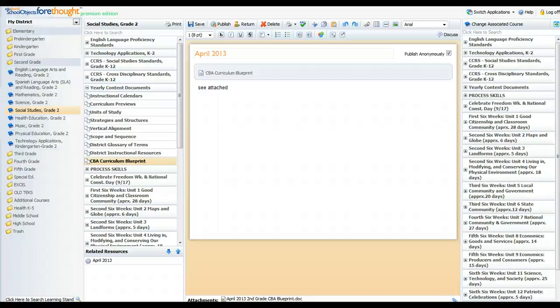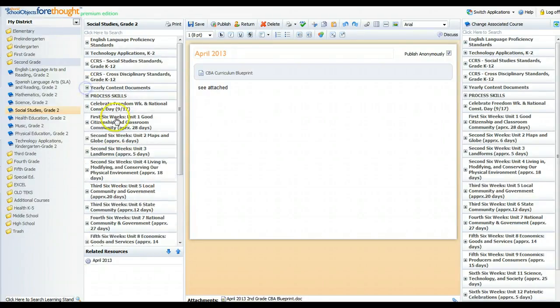Second grade, welcome back. We are talking today about the 5th 6 weeks. I want to get started by going over something with you real quickly. First thing I want to talk about is that you have a CBA coming up in April for second grade. This will be your first one of the year.